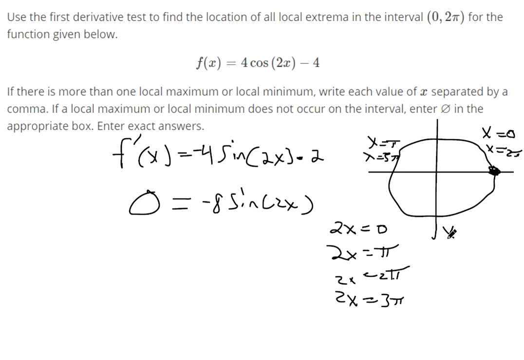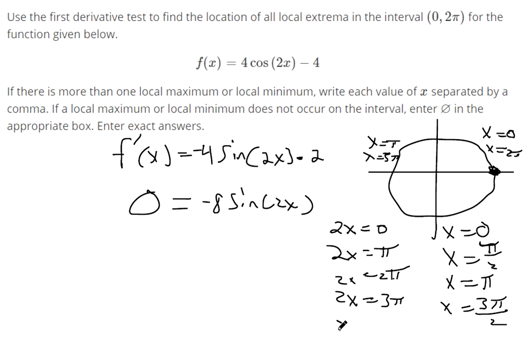So if you solve this equation, then x equals 0, but we don't include 0 in our interval, so we won't consider that a critical point. x equals pi over 2, if you solve this equation. x equals pi, if you solve the next equation. And x equals 3 pi over 2. We're getting close to the edge.